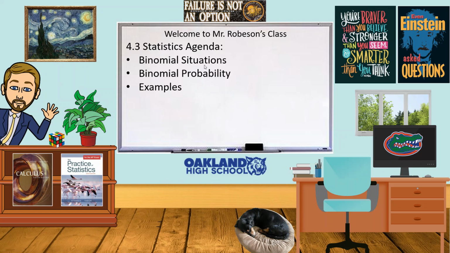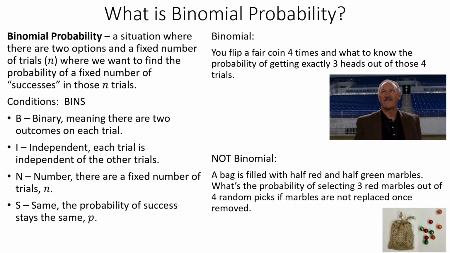We are taking a look at Unit 4, Section 3, where we're working with something called binomial probability. We'll take a look at what makes something a binomial probability situation, how to find binomial probability, and then we'll look at several examples of binomial probability.